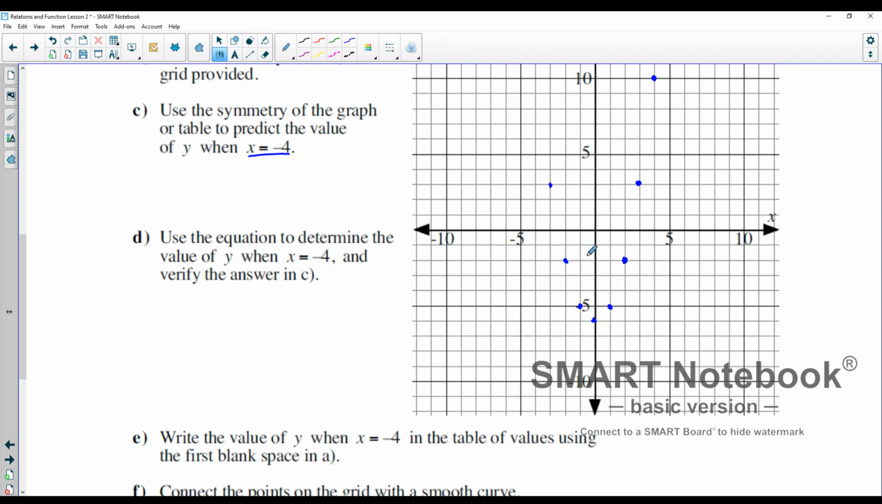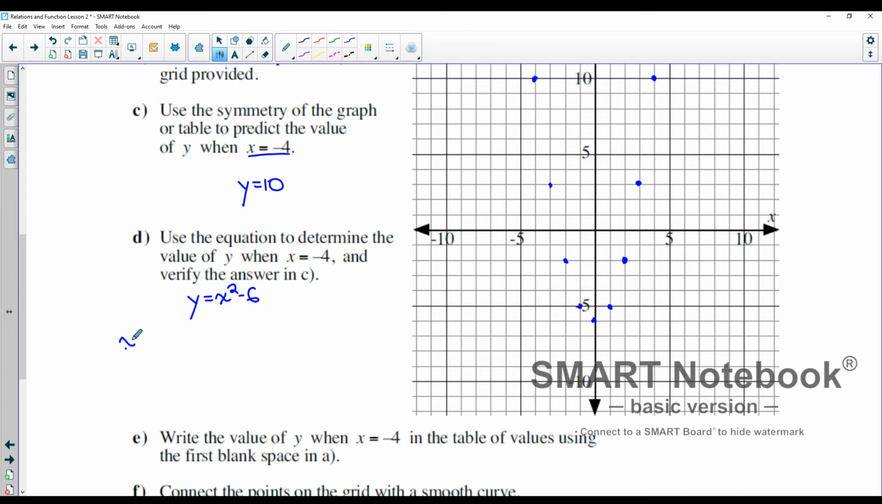These two bottom points here are each 1 unit away from the y-axis. These 2 points here are 2 units away. These 2 points would be 3 units away. Therefore, at the very top right here, if this point is 4 units away to the right, then the other point here must be 4 units to the left. Therefore, I'm going to have y would be equal to 10. D just wants us to confirm that with the equation. So the equation is y is equal to x squared minus 6.